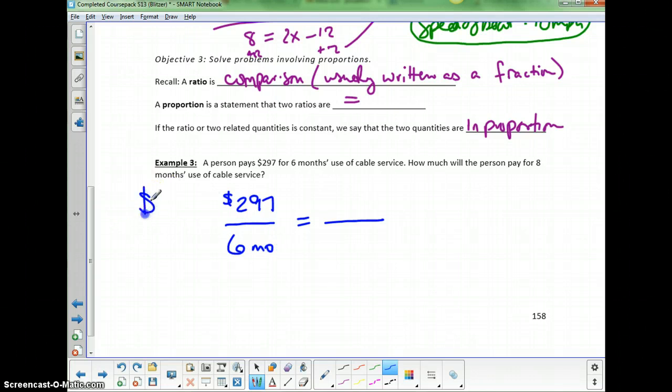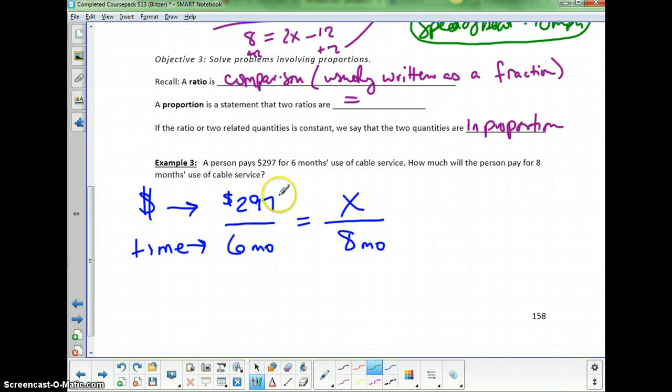So we have our money and our time on the top and bottom of this fraction. So we're going to have the same values in the same positions in the next fraction. How much will the person pay for 8 months? Well, 8 months is my time. I don't know the amount, so I'm going to put an x there for the variable, and we're going to solve this.